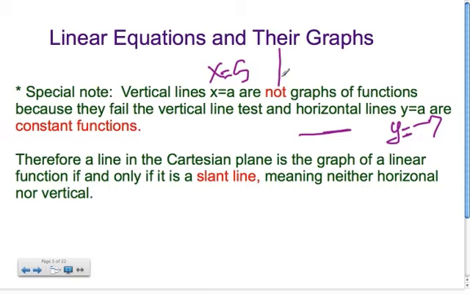Therefore, a line in a Cartesian plane is a graph of a linear function if and only if it is a slant line, meaning neither horizontal nor vertical. So that means it needs to have a slope. It's either going to have a positive slope going uphill or a negative slope going downhill.